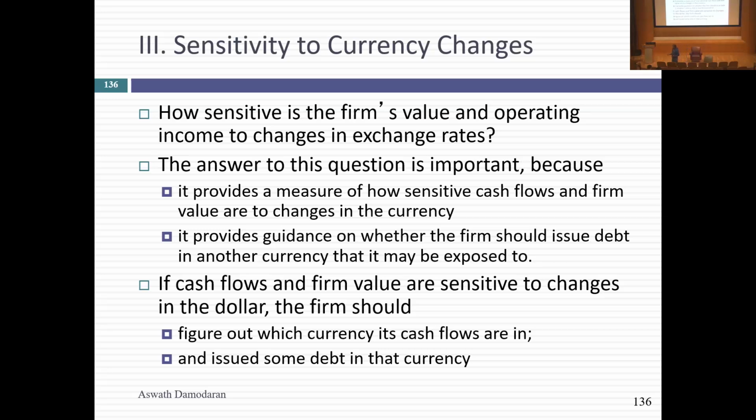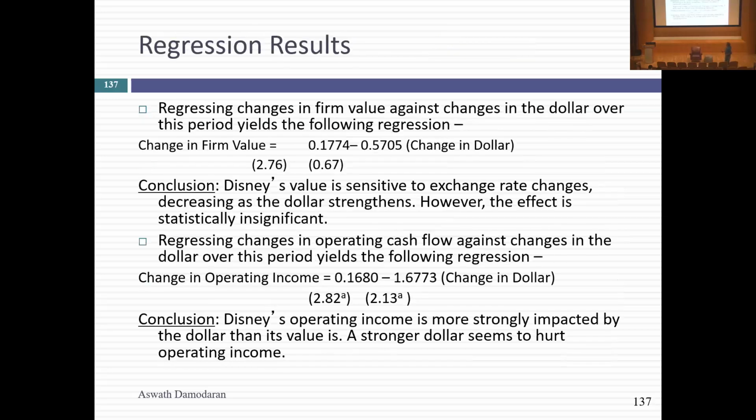Why would a stronger dollar hurt some companies? Because to the extent that you produce goods in the US and you're competing with foreign companies in markets where people compare prices, if you have a stronger dollar, effectively your prices went up relative to your competition. So you can make cases even within Disney for different businesses being affected differently by the dollar. So I was interested in what the composite company looked like. So I'm going to run a regression of Disney's firm value and operating income against changes in the dollar. And here's what I found.